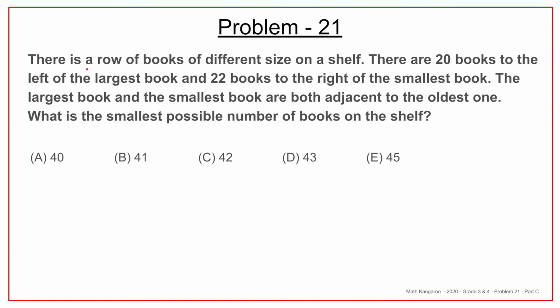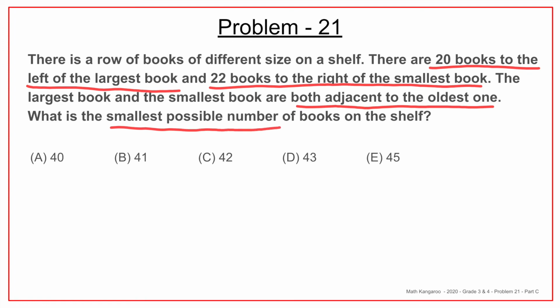Problem 21. There is a row of books of different sizes on a shelf. There are 20 books to the left of the largest book and 22 books to the right of the smallest book. The largest book and the smallest book are both adjacent to the oldest one. What is the smallest possible number of books on the shelf? And this is a very important phrase here: smallest possible number. These are our options.